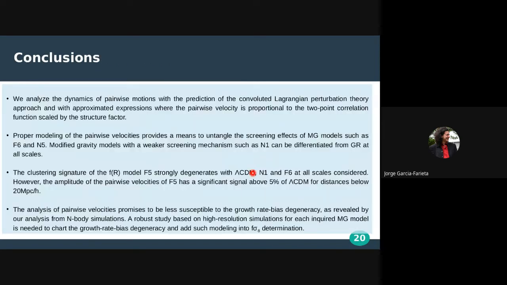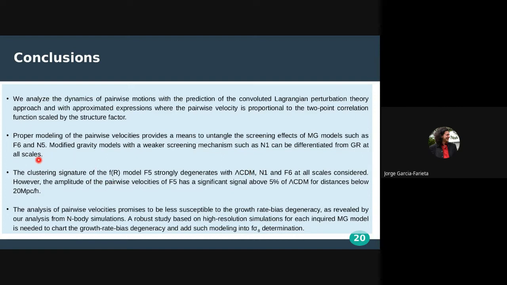I would like to conclude by saying that we analyzed the dynamics of the pairwise motion with the prediction of the convoluted Lagrangian perturbation theory approach and with approximated expressions for the linear regime. A proper modeling of the pairwise velocities provides a means to untangle the screening mechanisms of modified gravity, in the case of the FOFR6 and the NDGP5.